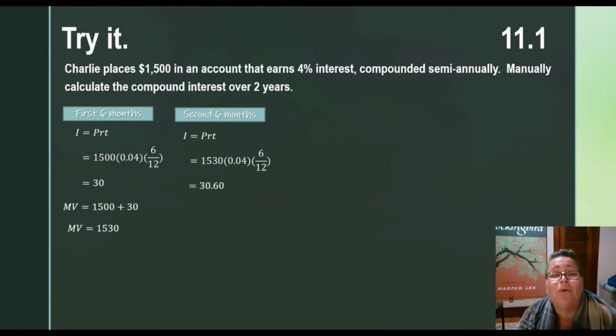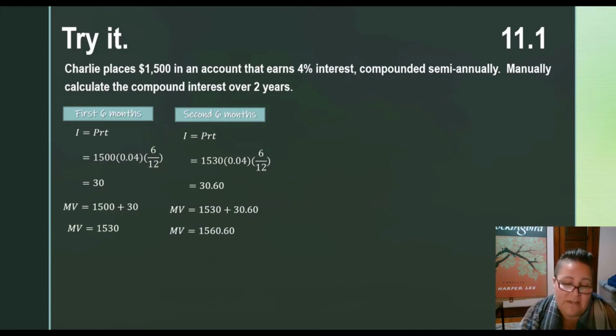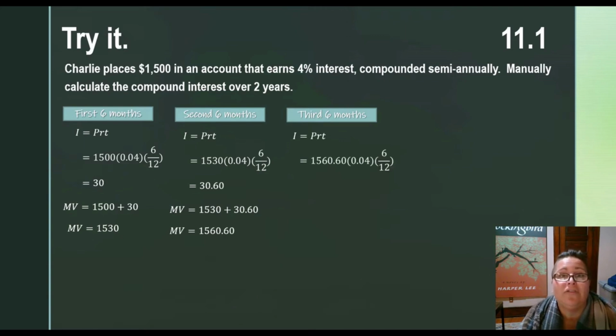That gives us interest of $30.60. Notice the interest increased just ever so slightly, right? So now we're going to take that interest and add it to the $1,530 that was already in the principal. That gives us $1,560.60. That becomes our new principal for the next 6 months. So when we calculate interest on this one, we're going to be using the $1,560.60 at 4% for another 6 months, which gives us interest of $31.21. Again, slightly more than it was the last 6 months.